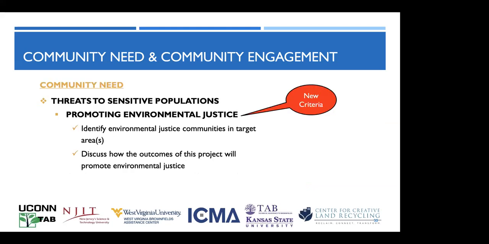So this is the new section under the guidelines. This used to be basically cumulative environmental impacts. Now it's promoting environmental justice. In this section, you want to identify environmental justice communities in the target areas. You want to discuss how the outcomes of the project are going to promote environmental justice. Next slide, please.